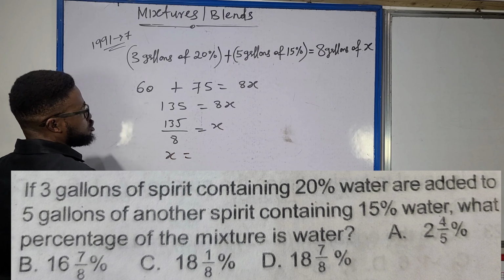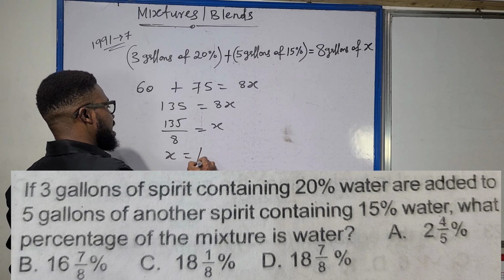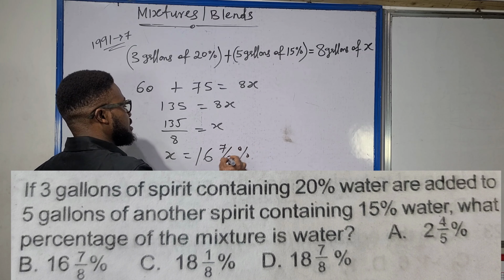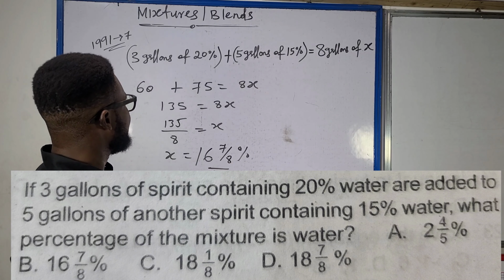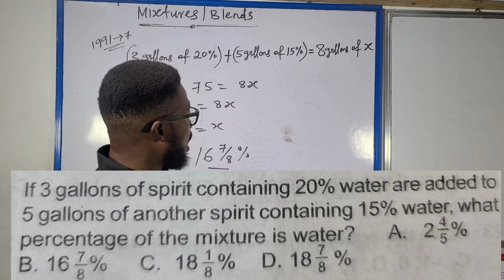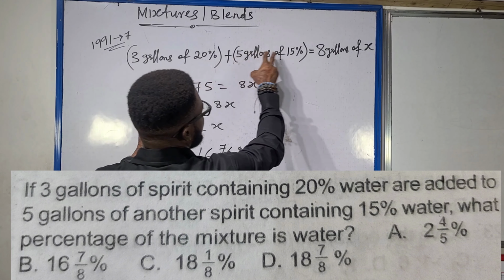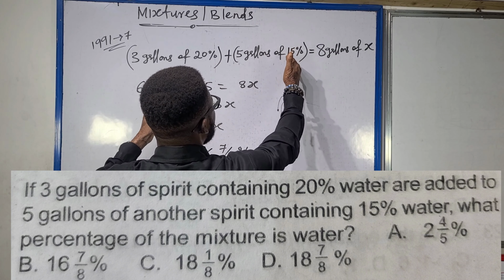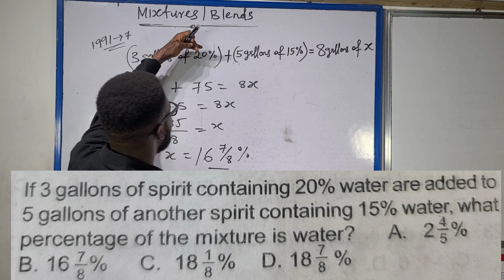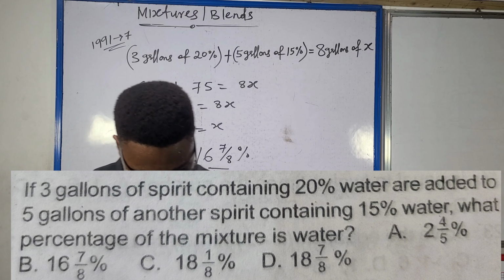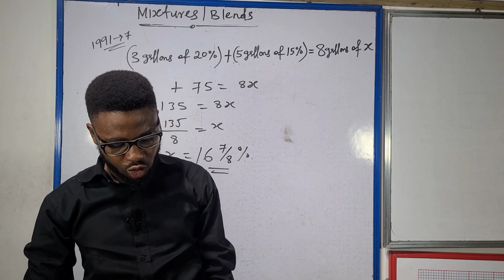Therefore, x equals, how many 8 can we get in here? That is 16, remainder 7 over 8%. That is the percentage of water we are going to have in our mixture. You see, when you mix 20% water and 15%, it just goes a bit above 15 and a bit below 20. So this is it. And if you look at the options in that question, that is option B.